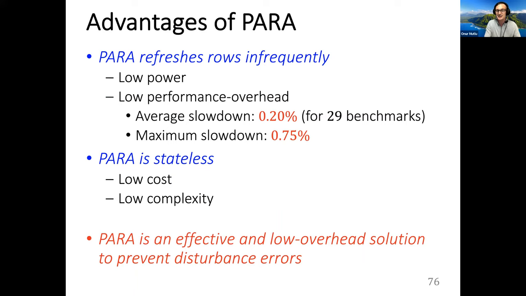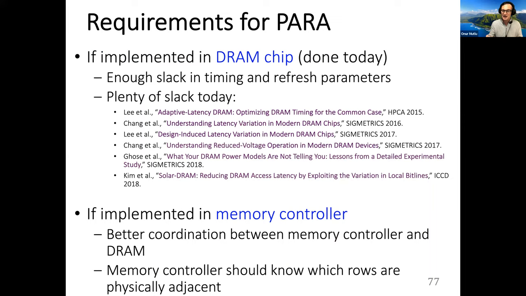And this can be implemented in the DRAM chip or the memory controller. And actually, both of the solutions were implemented over time. Today, variants of it are somewhat implemented in the DRAM chip, maybe not exactly as we envisioned it. But you could exploit the slack in timing and refresh parameters to induce some of these refreshes internally in the DRAM chip. And we showed in other work that there's plenty of slack today. And this other work was also enabled by the infrastructure that we built. You can also implement it in the memory controller.